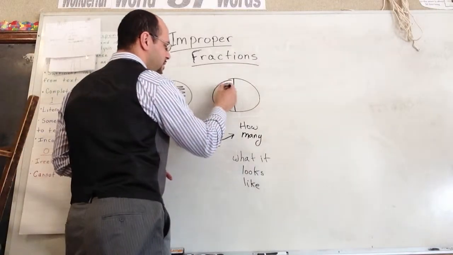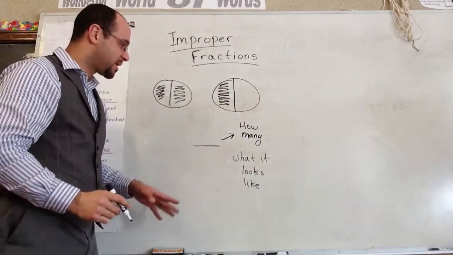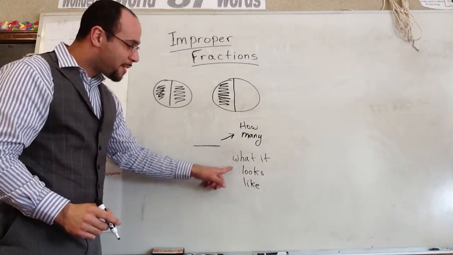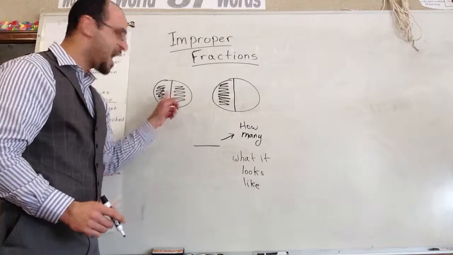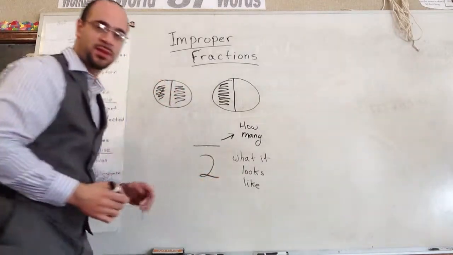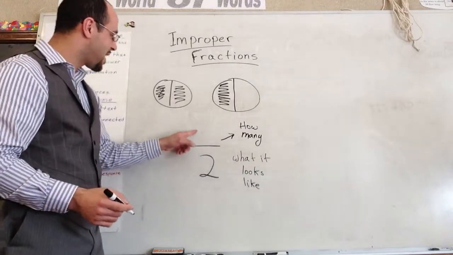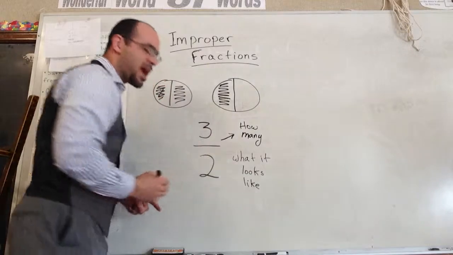I have 3 halves colored. So now, again, the denominator is going to tell me what the pieces look like. The pieces are halves. How do I write a half? I write a half like that. How many of them do I have? 1, 2, 3. So I have 3 halves.